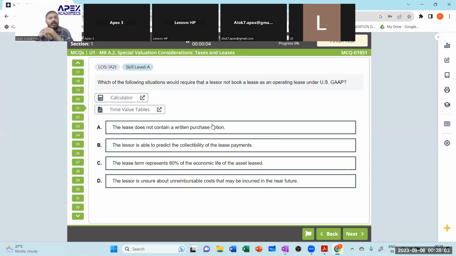Question number 21 onwards in Becker is your lease. Right? Which of the following situations would require that a lessor not book a lease as an operating lease under US GAAP? The lease does not contain a written purchase option. The lessor is able to predict the collectability. The lease term represents 80% of the economic life. The lessor is unsure about the reimbursable cost that may be incurred in the near future.